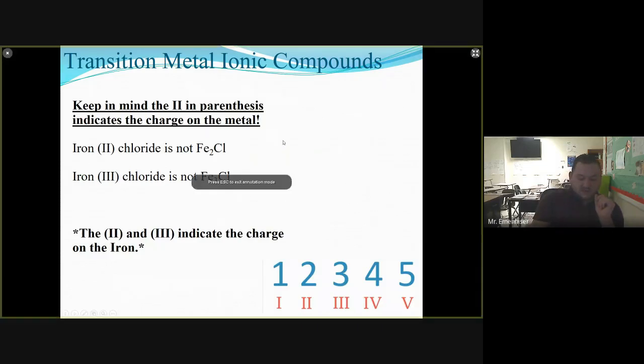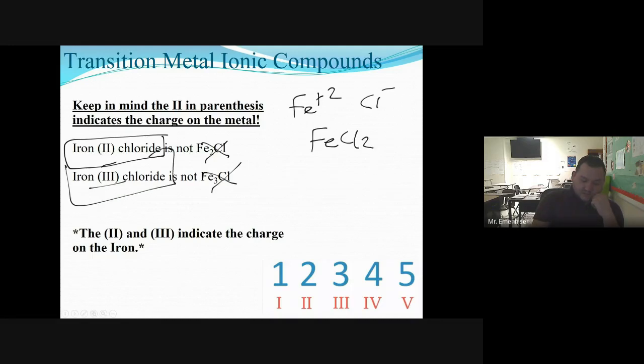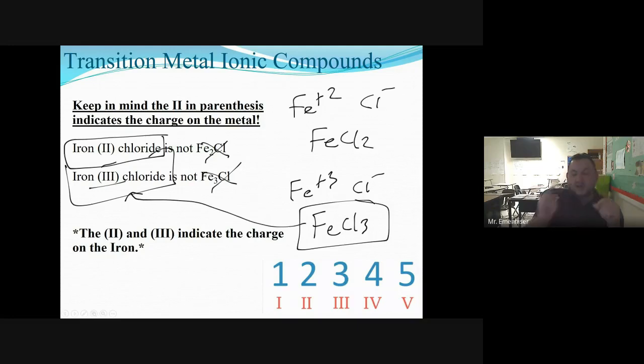Like I just said, iron 2 is not Fe2Cl3. Iron 3 is not Fe3Cl. If I say iron 2 chloride, I mean iron 2 with chlorine, so that's FeCl2. And then what do I mean here? Iron 3 chloride. That means iron with a +3, and then the chlorine with a -1, so that means FeCl3. So that's iron 3 chloride, and this is iron 2 chloride. What's in parentheses tells us the charge on the metal, on the iron, not the number of irons in the compound. Okay?